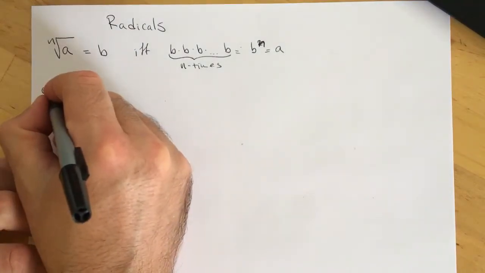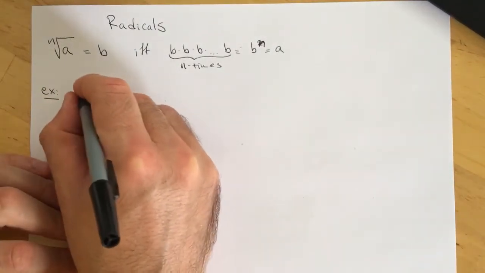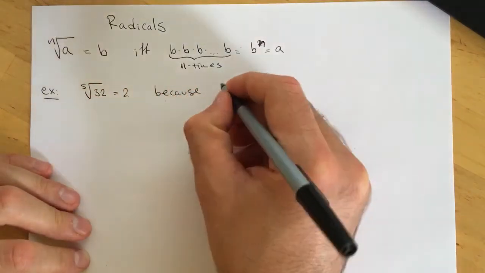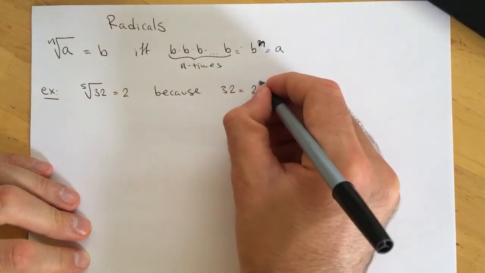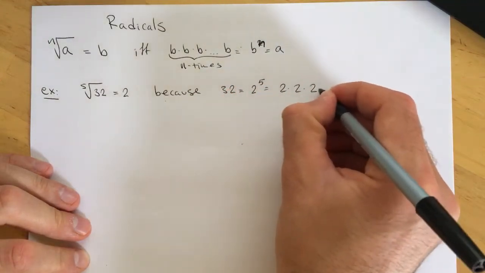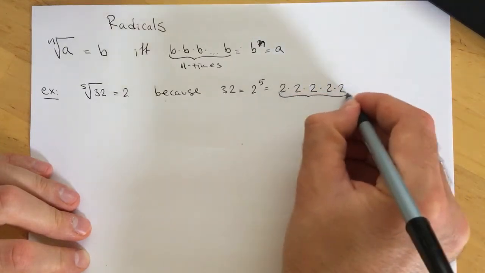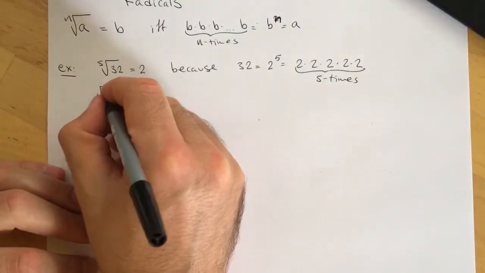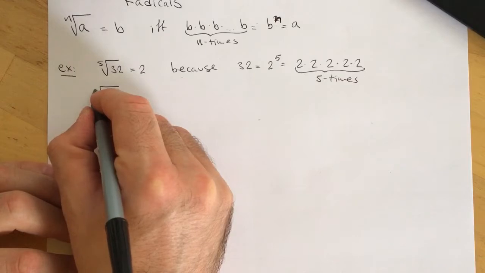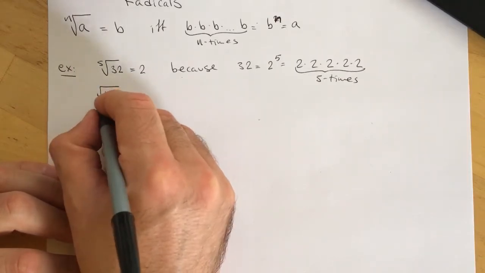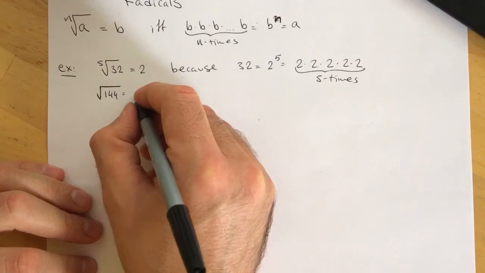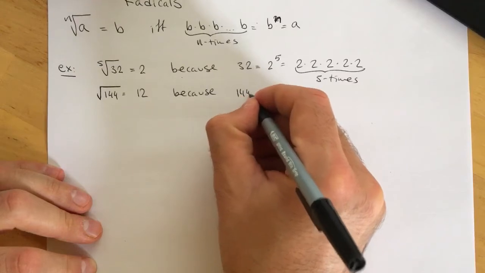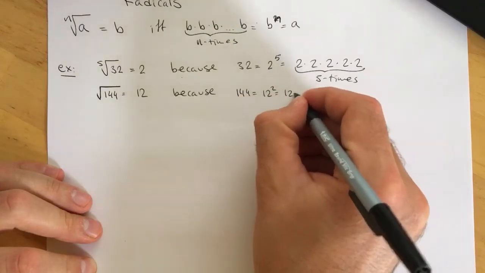Okay, for example, the fifth root of 32 is equal to 2 because 32 is equal to 2 to the power of 5, or that's 2 times 2 times 2 times 2 times 2. So we have 5 of these, right? 5 times. Or if you have the square root of 144, if the number here is not written, that means we're talking about the square root. So this is equal to 12 because 144 is equal to 12 squared, or that's 12 times 12.